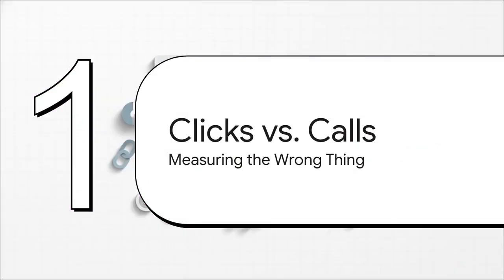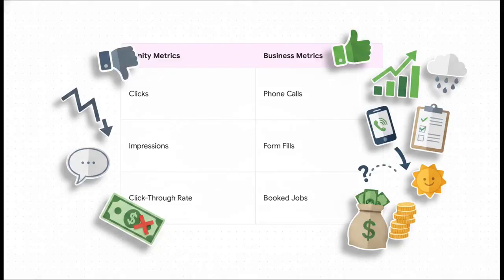All right, first up, and honestly, this is the big one, you might just be measuring the wrong thing entirely. The reports you're looking at could be showing you all these numbers that look impressive, but don't actually mean anything for your bottom line. On the left side here, we've got what are called vanity metrics. Things like clicks, impressions, they look great on a report, they make you feel good, but they don't pay the bills. Now on the right side, these are the business metrics. Phone calls, contact forms getting filled out, actual booked jobs. This is the stuff that leads to revenue.